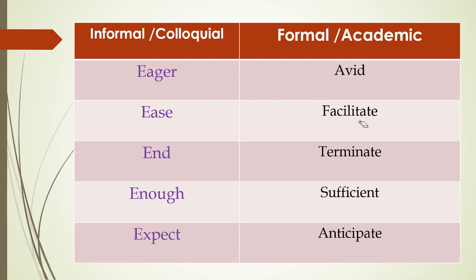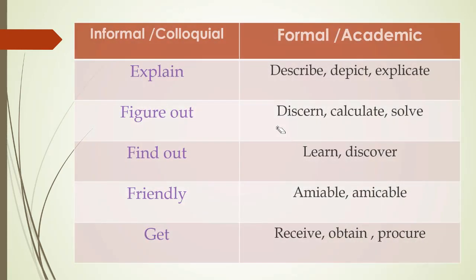Ease is to facilitate. End is to terminate. End as a verb, okay, is to terminate. Enough should be replaced with sufficient. Expect is to anticipate. Explain is to describe, depict, or explicate.